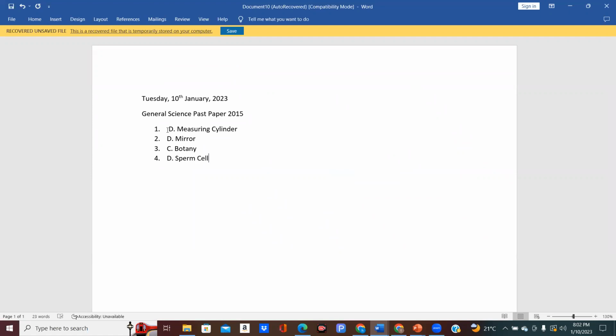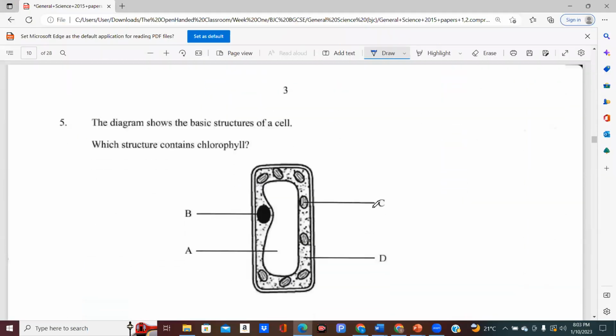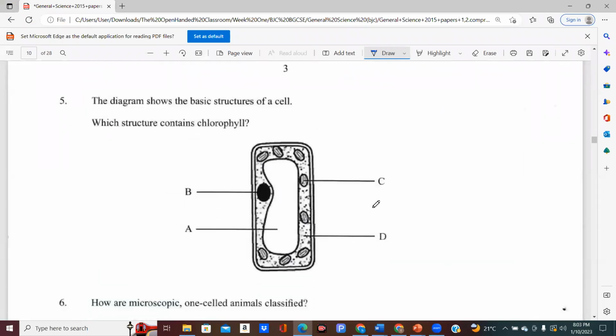Okay, next up. Yes, we have number 5. The diagram shows the basic structures of a cell. Which structure contains chlorophyll? Anyone could answer. Which structure contains chlorophyll?